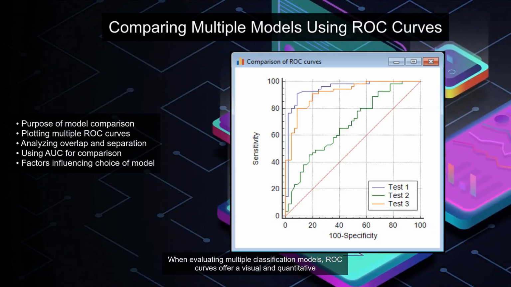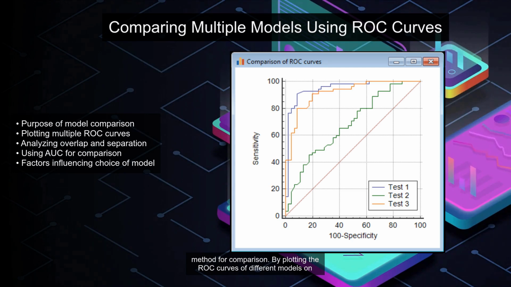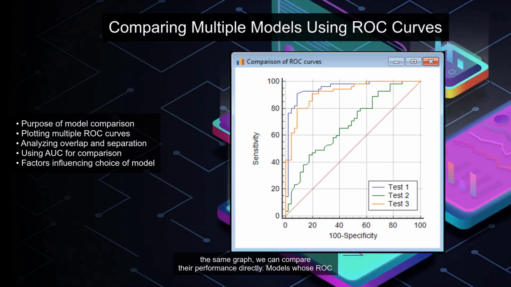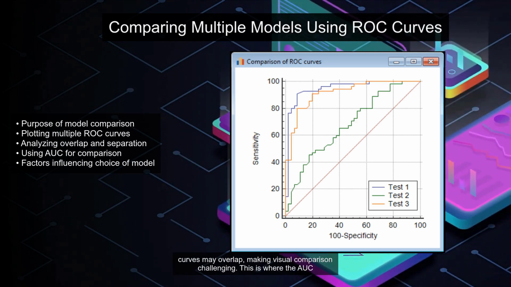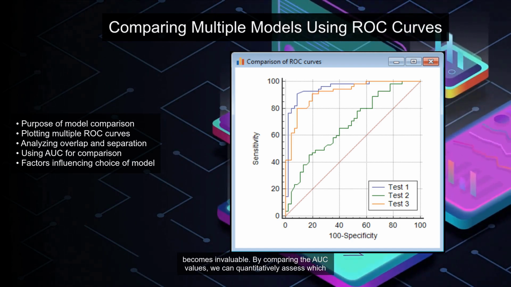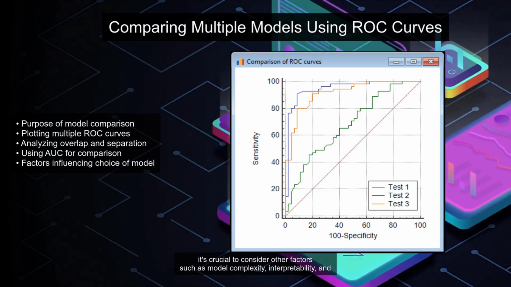When evaluating multiple classification models, ROC curves offer a visual and quantitative method for comparison. By plotting the ROC curves of different models on the same graph, we can compare their performance directly. Models whose ROC curves are closer to the top left corner are generally better. However, the curves may overlap, making visual comparison challenging. This is where the AUC becomes invaluable. By comparing the AUC values, we can quantitatively assess which model performs better across all thresholds.